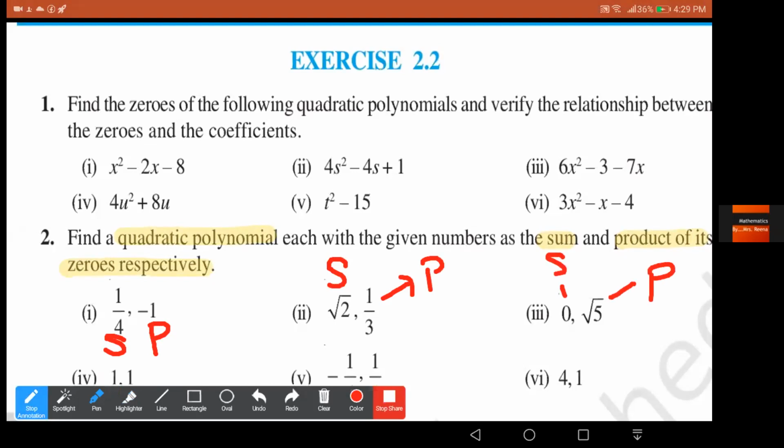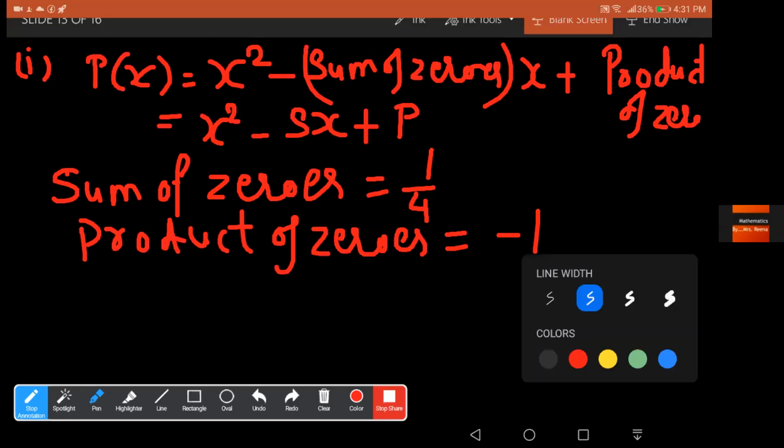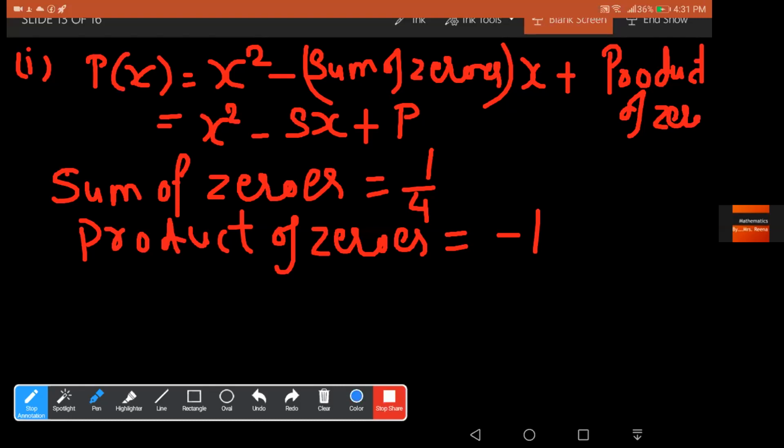So for each and every part, I should have a common or a general rule कि अगर मेरे पास sum and product of zeros है, then how can I find out a required polynomial? So yes, we can take this formula. क्या formula लगाएंगे हम इसमें कि p(x) or the required polynomial equal to x square minus sum of zeros times x plus product of zeros, या हम कह सकते हैं x square minus sx plus p. S means sum and p means product.